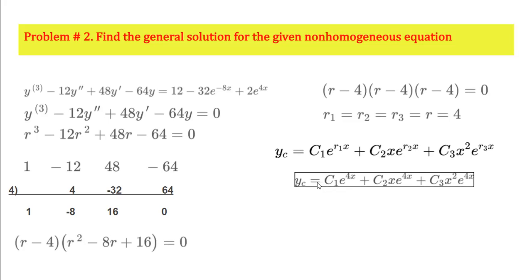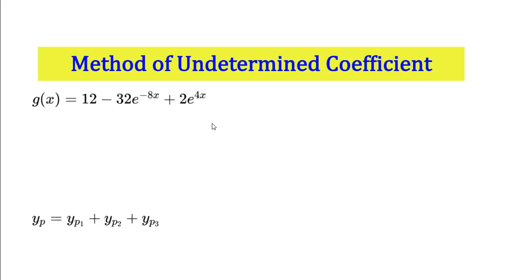So since we have found y of c, we can now find y of p, which is our particular solution. Remember, in finding y of p, we need to guess y of p value. So we will have three particular solutions for this non-homogeneous differential equation. So we will have y of p1, y of p2, and y of p3 because we have 3 g of x values. So let us see it for y of p now, because the y of p1 plus y of p2 plus y of p3, 3 y of p values.